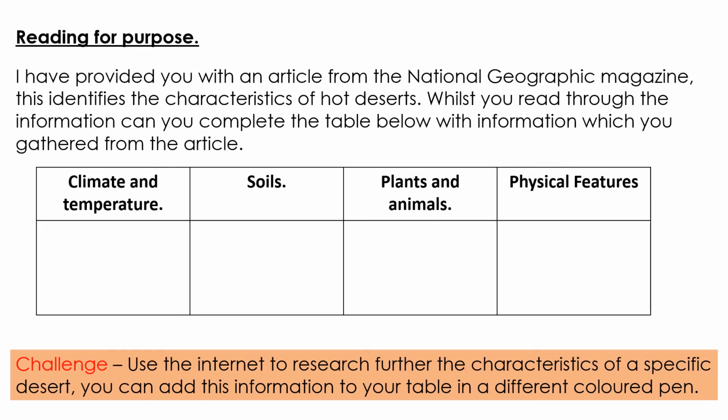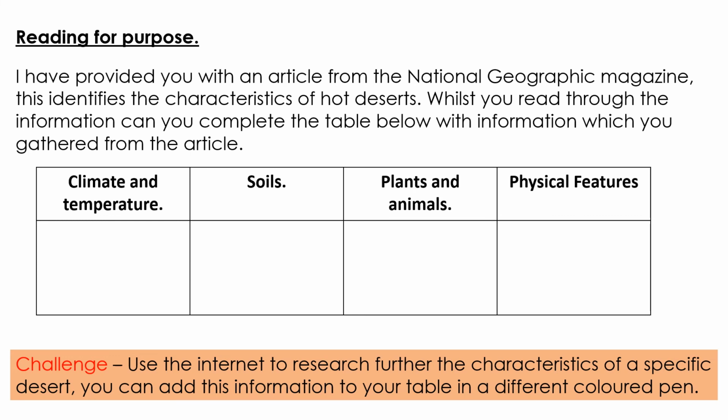So we're coming on to the main task now for today's lesson, and today requires you to do some reading for purpose. What I've done is I've provided you with an article from the National Geographic magazine, and this article identifies the characteristics of hot deserts. And whilst you're reading through the information, what I'd like you to try and do is complete the table below. You've got climate and temperature, soils, plants and animals, and physical features, and you can complete this table by adding in bullet points.